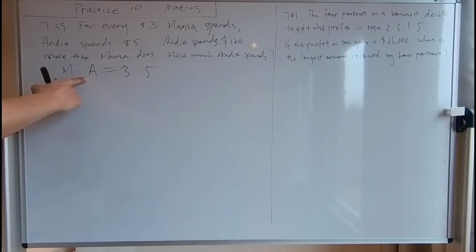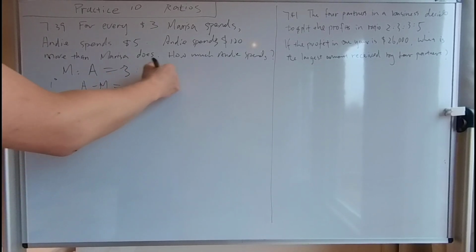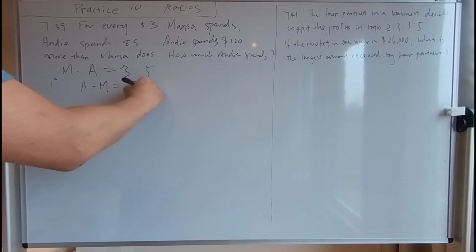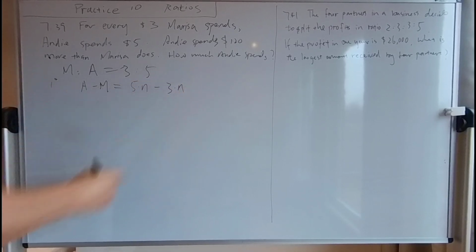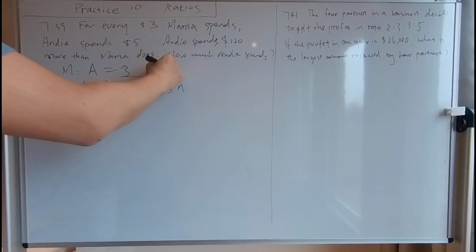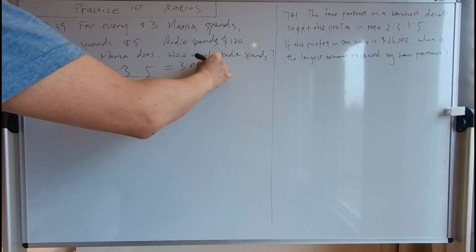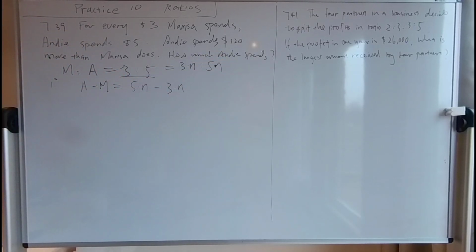Based on the ratio, we know that Andy spends more than Marisa. How much more? Andy spends 5 minus 3 units more than Marisa, even though I don't know the exact amounts, because I only know the relative ratio. This can be any multiple n of the same ratio, 3 versus 5.